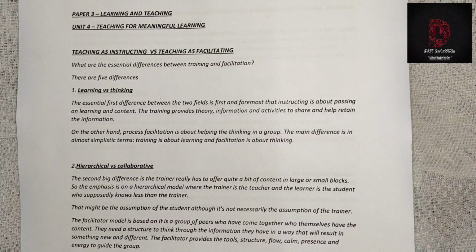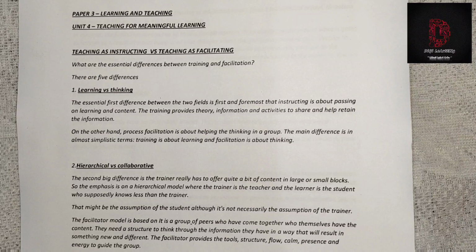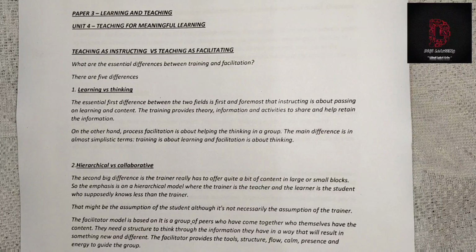The essential first difference between the two fields is first and foremost that instructing is about passing on learning and content. The training provides theory, information, and activities to share and help retain the information. On the other hand, process facilitation is about helping the thinking in a group. The main difference, in almost simplistic terms, is that training is about learning and facilitation is about thinking.